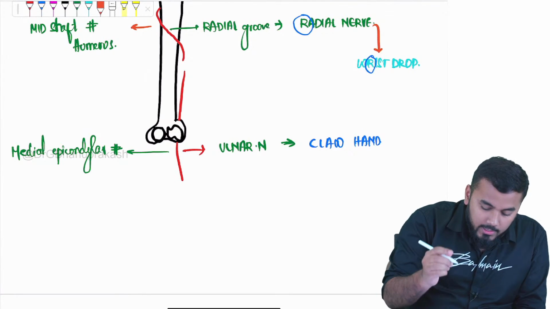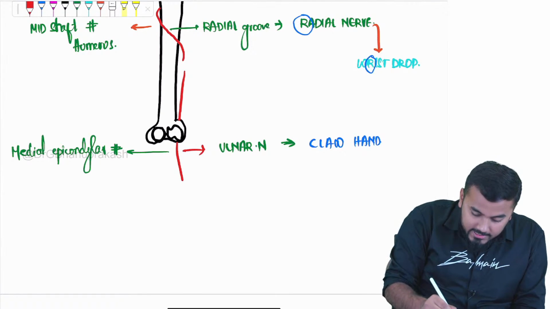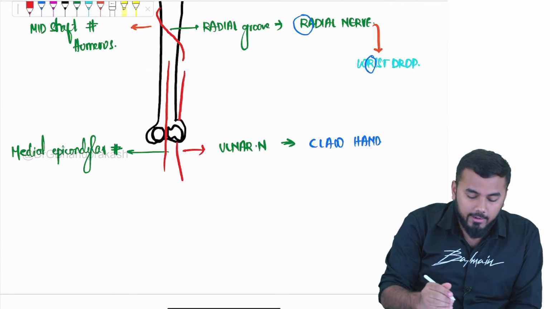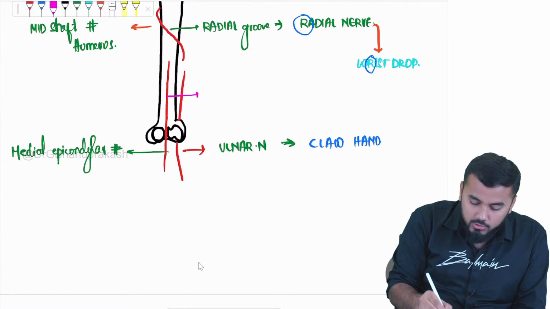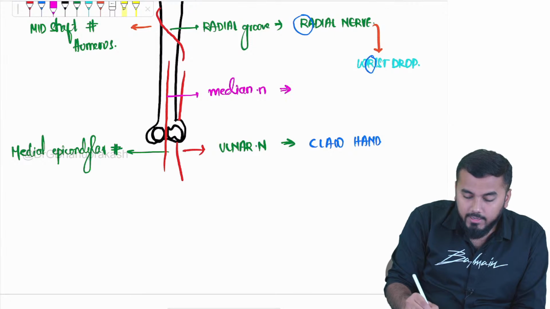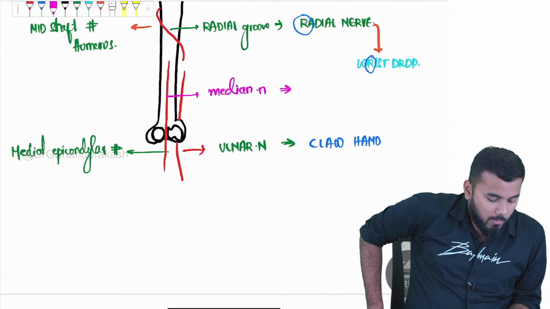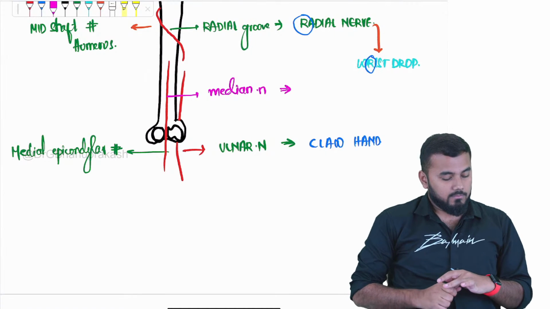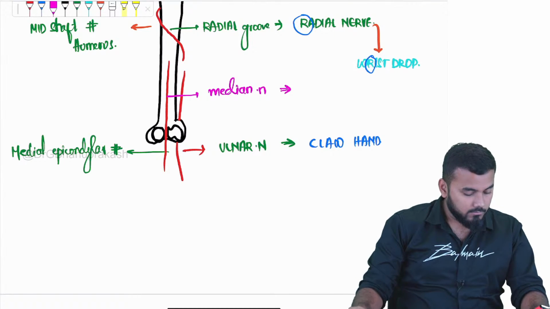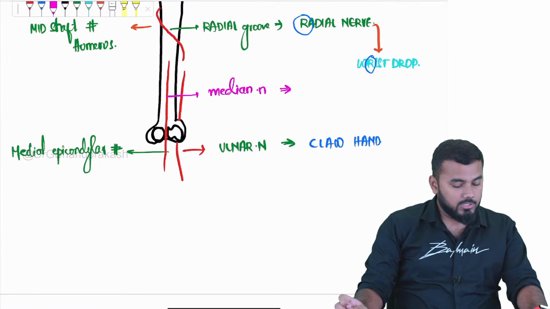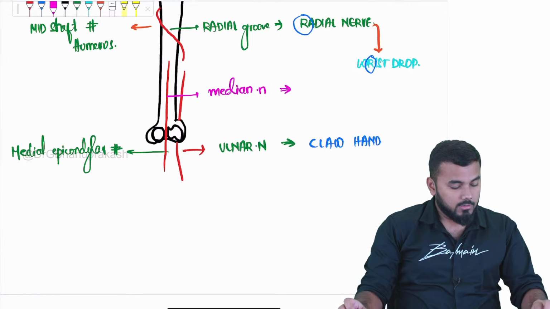The last one: there is a nerve that comes from the center. Center is called middle, and middle means median. It is called the median nerve. Can anyone tell me, whenever there is injury to the median nerve, what kind of problem will I have? What is the nerve injury that is associated with the median nerve, guys?